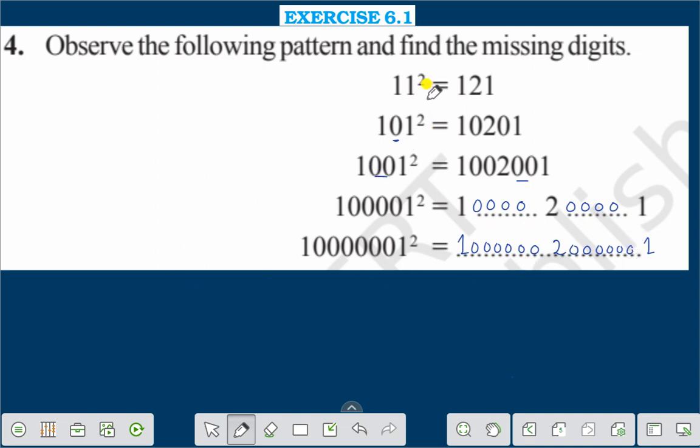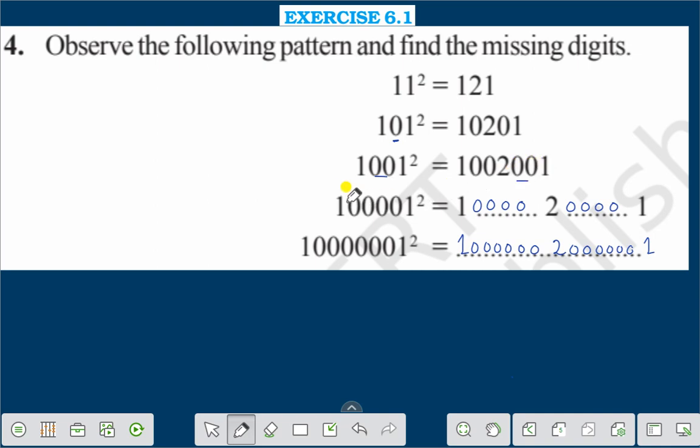Again we are repeating. Here you see 11 square is 121, then 101 square. First of all, you see there is 1 at the first position and 1 at the last position, and in the middle it is 2, and the zero is 1, therefore 1 zero before 2 and 1 zero after 2. Here also in this case, 1 at the first position and 1 at the last position, and 2 in the middle. And how many zeros are there? 2 zeros. The 2 zeros will be before 2 and 2 zeros will be after 2.